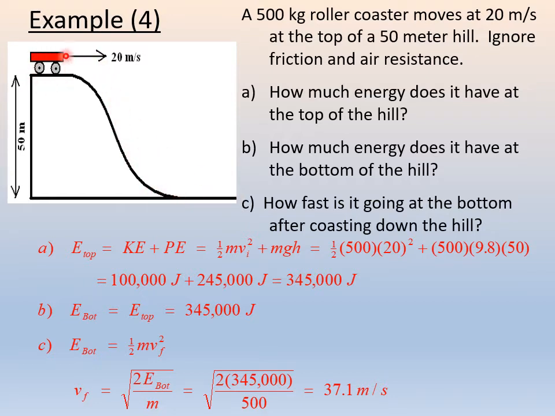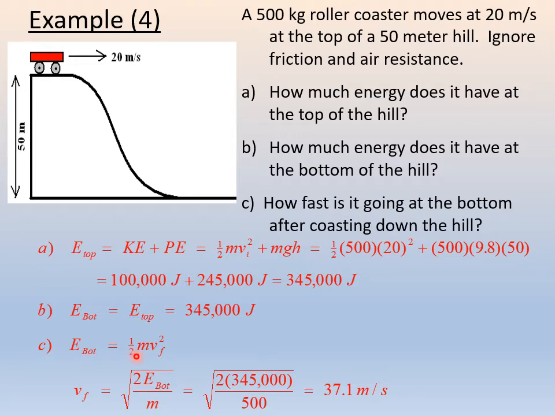What it's doing is transferring its potential energy into more kinetic energy, okay? So we know what the energy at the bottom of the hill is, right? It was 345,000 joules. And the energy type at the bottom is all kinetic energy. There's no potential energy down at the bottom here because the height is 0. So our energy equation just says that the total energy of the roller coaster is equal to 1/2 mv squared, and all we have to do is solve for v.